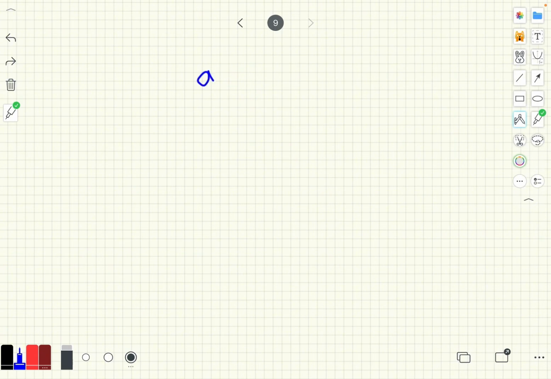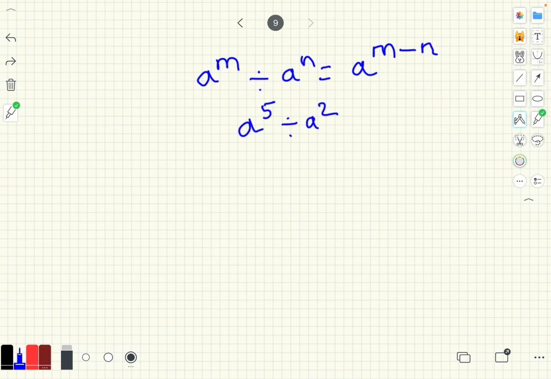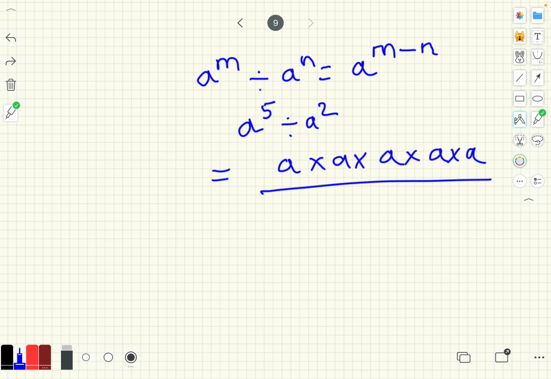The second law, a^m divided by a^n, is known as a^(m-n). For example, a^5 divided by a^2. How do we write it? a times a times a times a times a divided by a times a. You cut the a's and count the remaining, that is a^3.